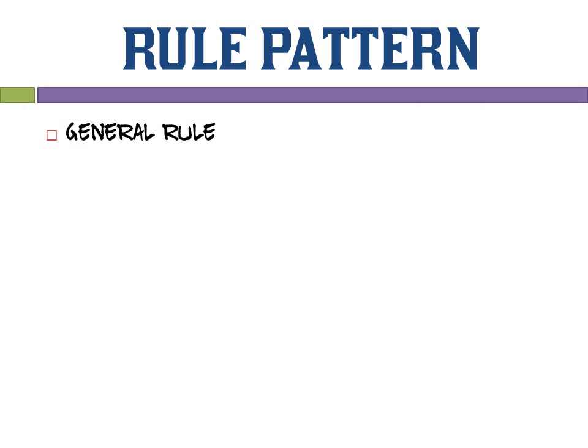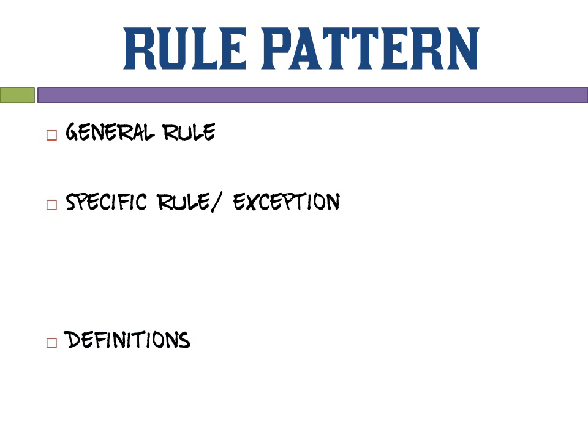So there's a general pattern, as I say. First, there's usually a general rule. Then there's a more specific rule or an exception to the general rule that modifies the general rule. And then sometimes there's a definition or explanation. Not every rule has all of these, but you want to think about which ones do and don't.